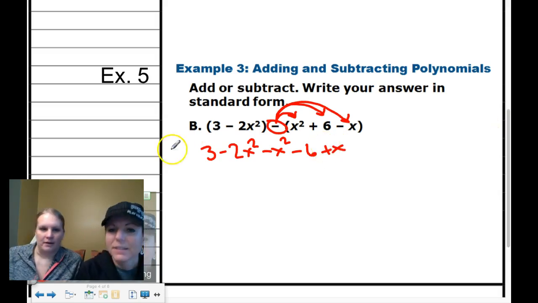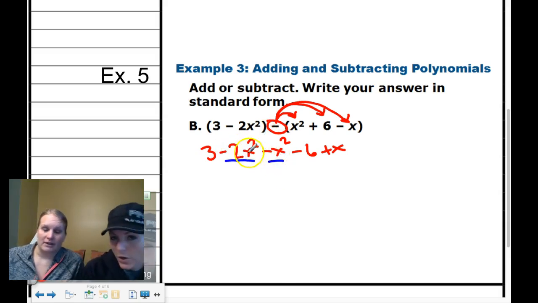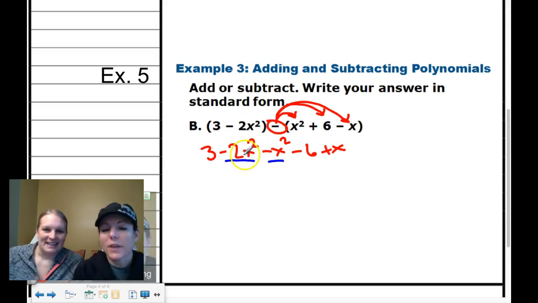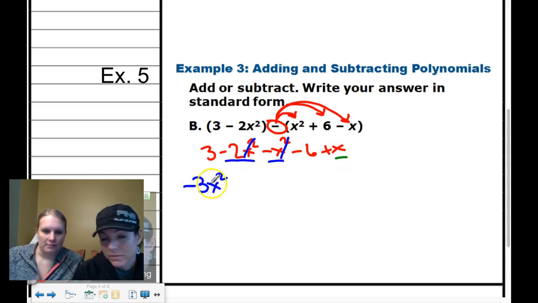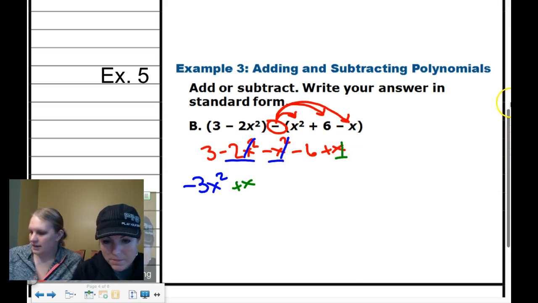Now combine our like terms. So we have a negative 2x squared and a negative x squared. A negative and a negative still is negative, so we have a negative 3x squared. So we can cross those off. Then we'll go to our x's. So just 1, so plus x. That's gone. And then we have 3 and a negative 6, which is a negative 3.